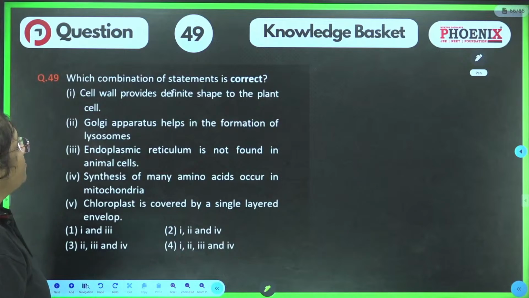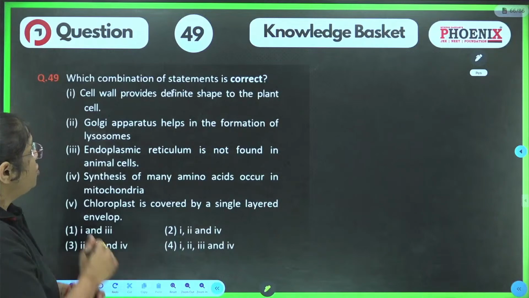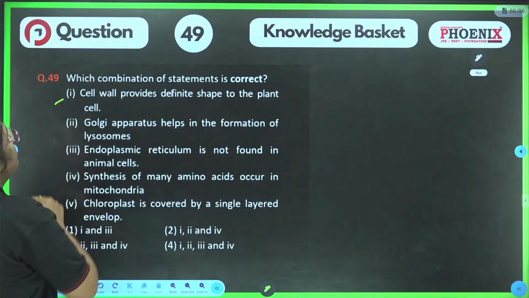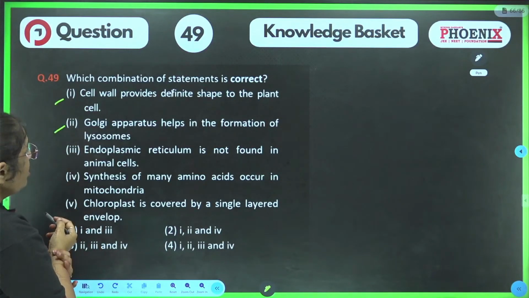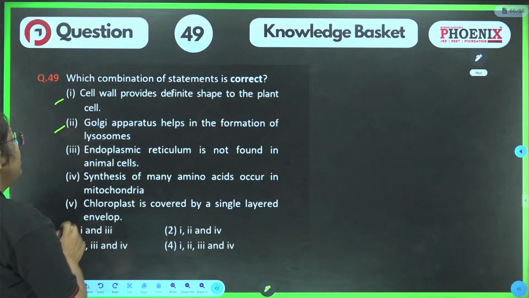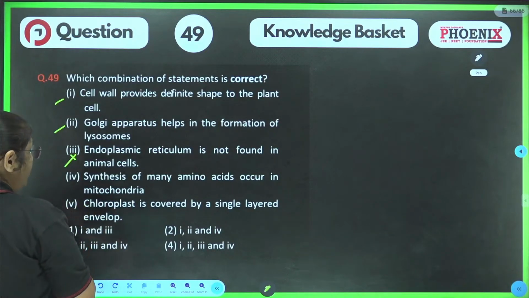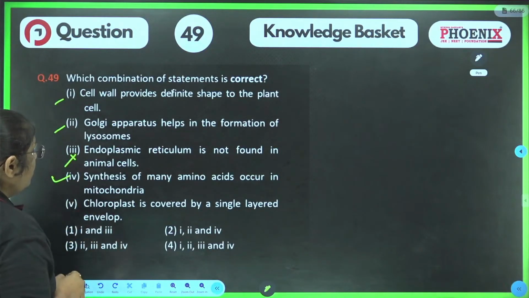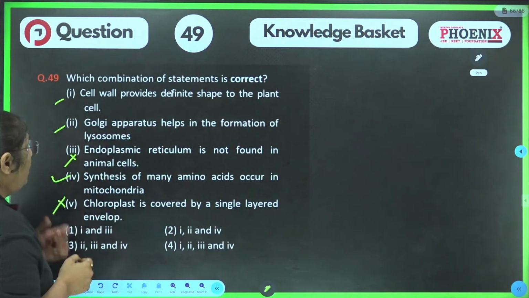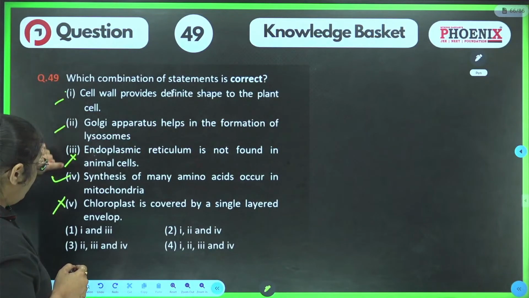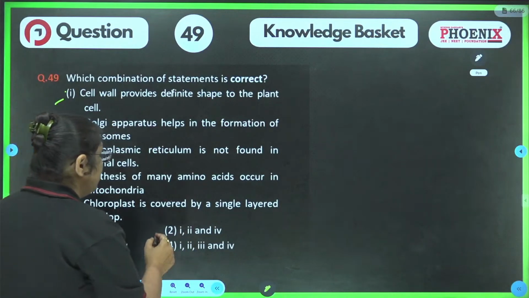Which combination of statements is correct? Cell wall provides definite shape to the plant cell. Yes. Golgi apparatus helps in the formation of lysosome. Yes. Endoplasmic reticulum is not found in animal cell. Correct. Synthesis of many amino acids occurs in mitochondria. This is false. Chloroplast is covered by a single layer envelope. Yes, correct. This is false. So here the correct statements are 1, 2nd and 4th. So the answer is 2nd.